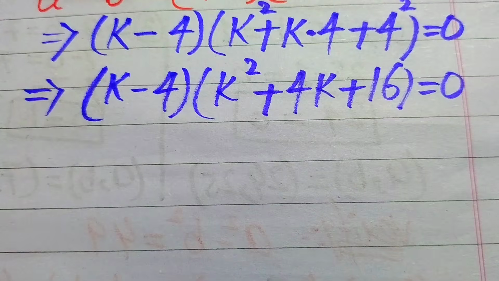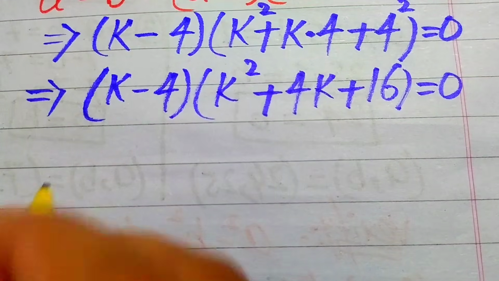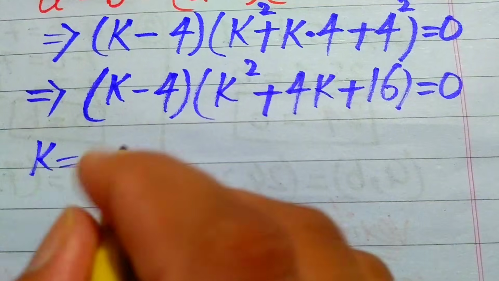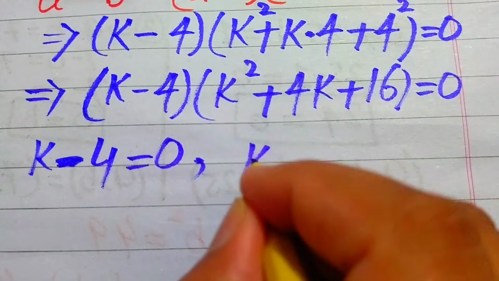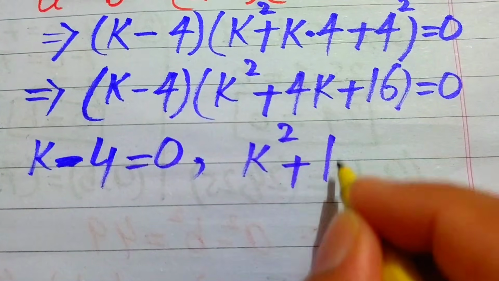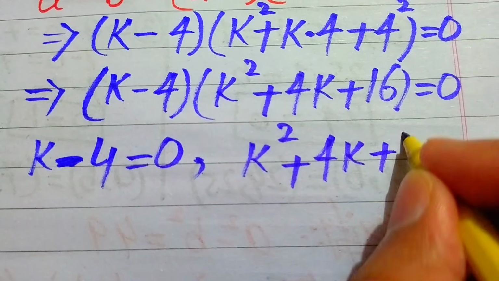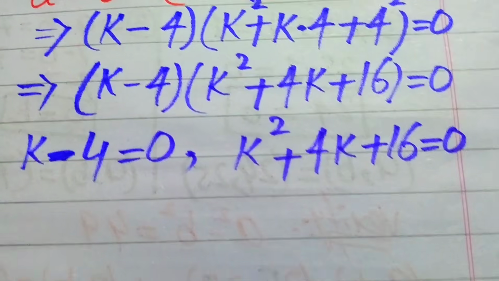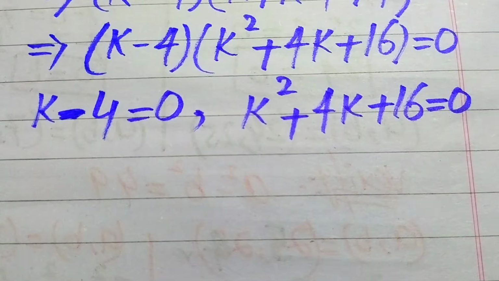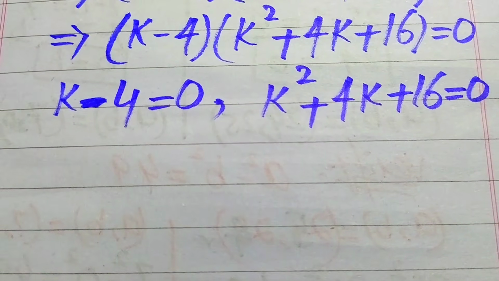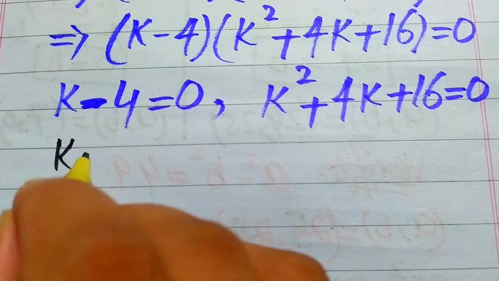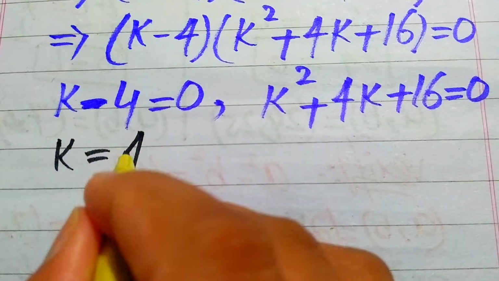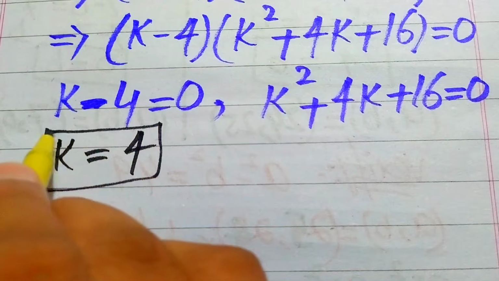In the next step we divide this equation into two cases. The first case is k minus 4 equals 0, and the second case is k square plus 4k plus 16 equals 0. We find the roots of both cases. From the first, we move minus 4 to the right hand side, and we get the value of k equals plus 4. So this is the value of k.